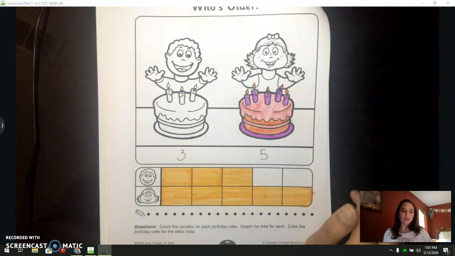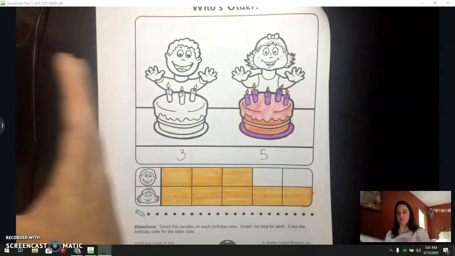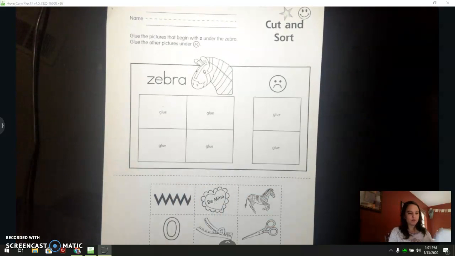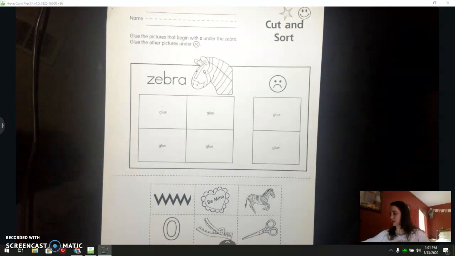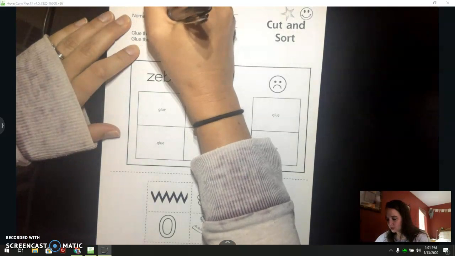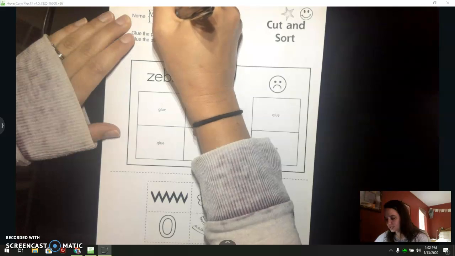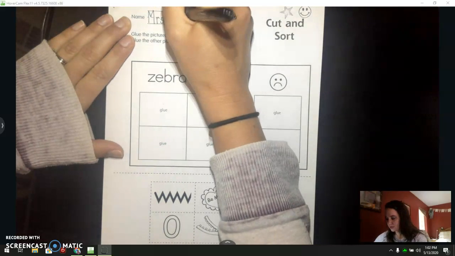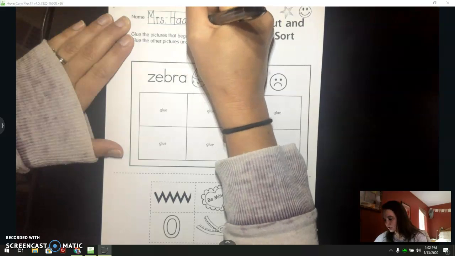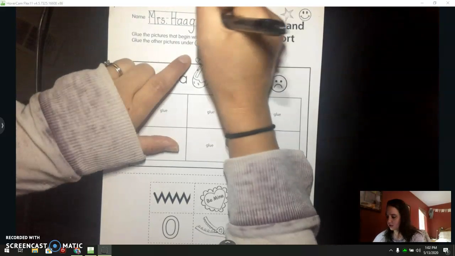We have 2 cutting pages today. Our first cutting page looks like this. I am going to stop and write my name on it. Please write your name at the top. You want to try to stay in the lines, unless you have a letter that goes down into the basement. My lowercase g goes down to the basement, see?